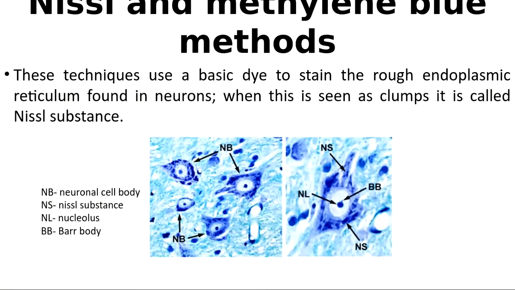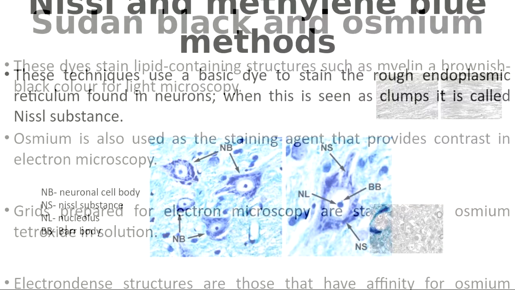Nissl and methylene blue methods. These techniques use a basic dye to stain the rough endoplasmic reticulum found in neurons, and this is seen as clumps. It is called Nissl substance. So Nissl and methylene blue method. Where it is used, we can ask, you should know it is used to stain rough endoplasmic reticulum in neurons. If you know this much, it's more than enough for us.